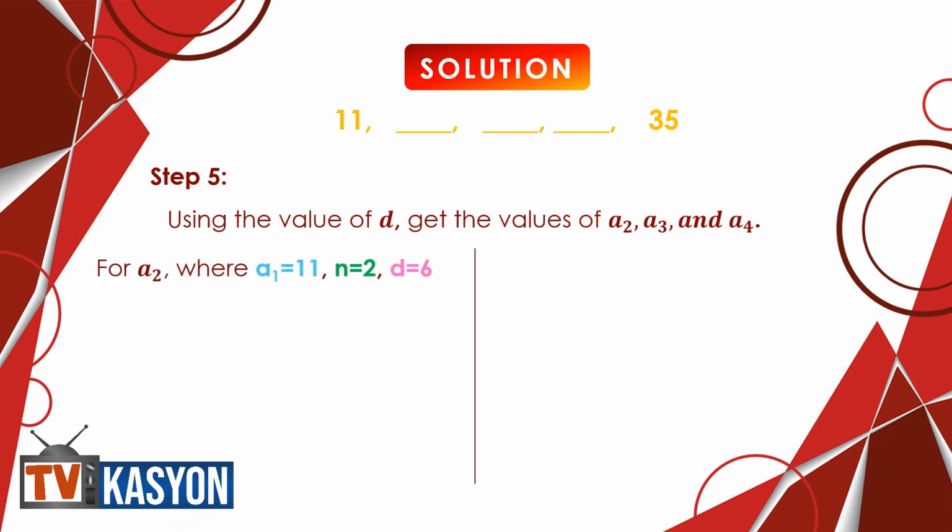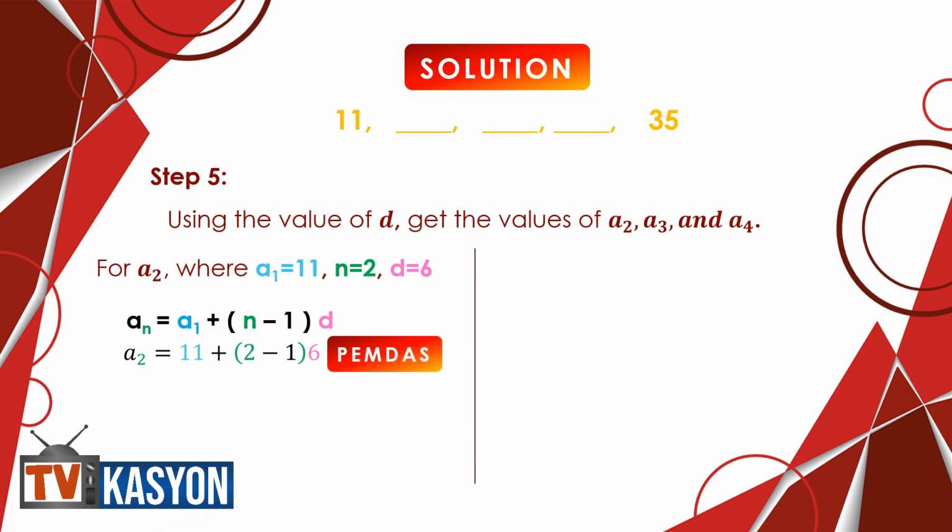For a sub 2, where a sub 1 equals 11, n equals 2, d equals 6, we get to write a sub 2 equals 11 plus the quantity of 2 minus 1 times 6. Following the order of operations termed as PEMDAS, we start with 2 minus 1, and that's 1. 1 times 6 is 6, so 11 plus 6 is 17. Thus, a sub 2 is 17.